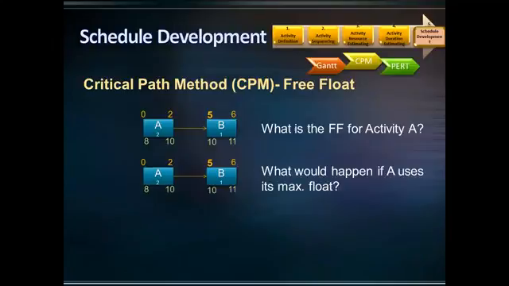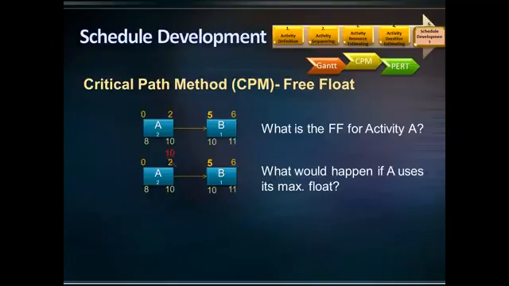What would happen if activity A uses its maximum float? If A finishes on day 10, then B cannot start earlier than day 10. Therefore, if A uses its maximum float, then it will impact the early start of activity B.